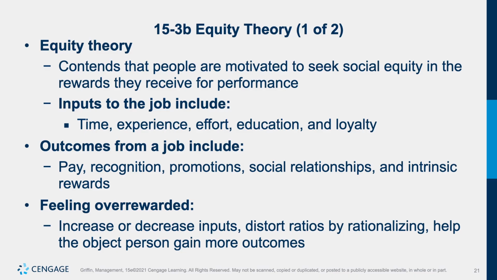In the event that such an individual feels over rewarded, right? An individual who feels over rewarded might increase their inputs on the job by exerting more effort, right? They may also reduce their outcomes by producing fewer units, or they may distort the original ratios by rationalizing or justifying why they are being over rewarded, right? Or they may also reduce the inputs or increase the outcomes of the other person that they are doing such comparison with, or the referent that they are comparing themselves with.